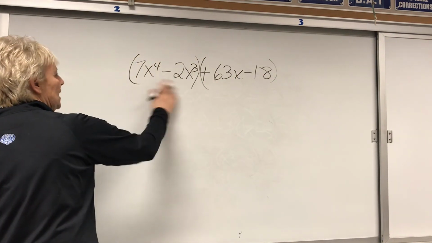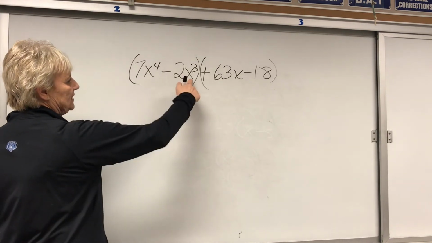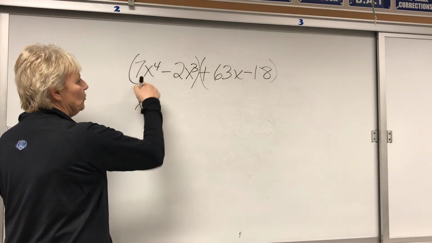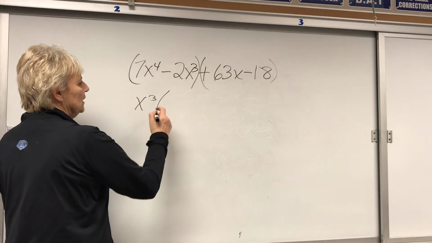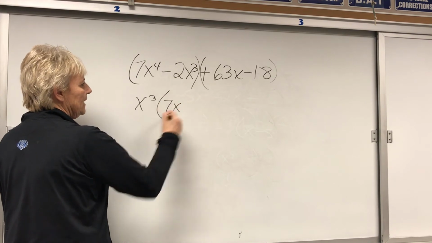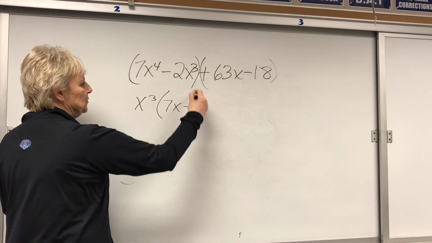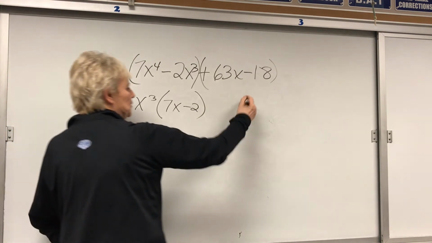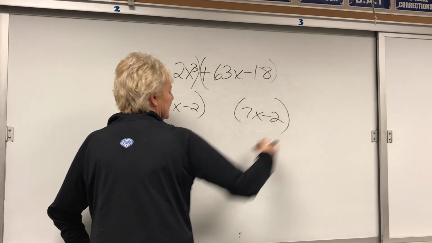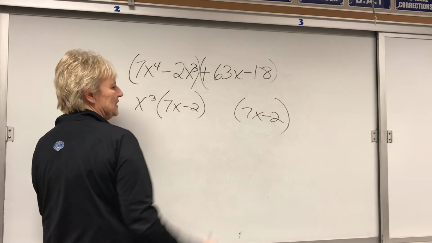All right. Greatest common factor here, I'd say it's x to the 3rd. There's no number in common. So then we need a 7x minus 2. If you wrote 7x minus 2, you've got to write it again. How does a 7 become a 63?